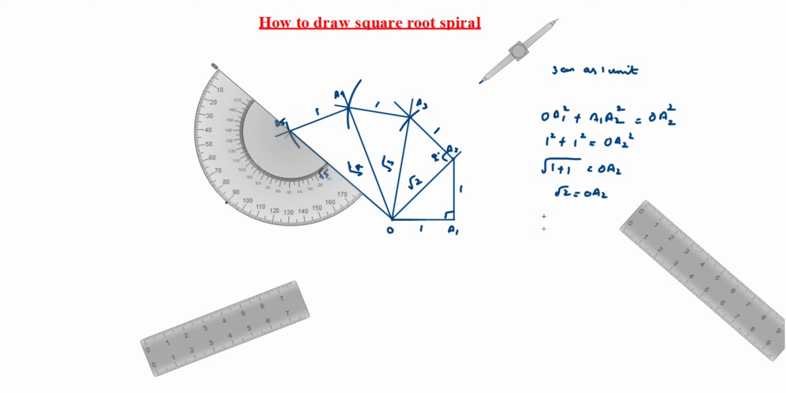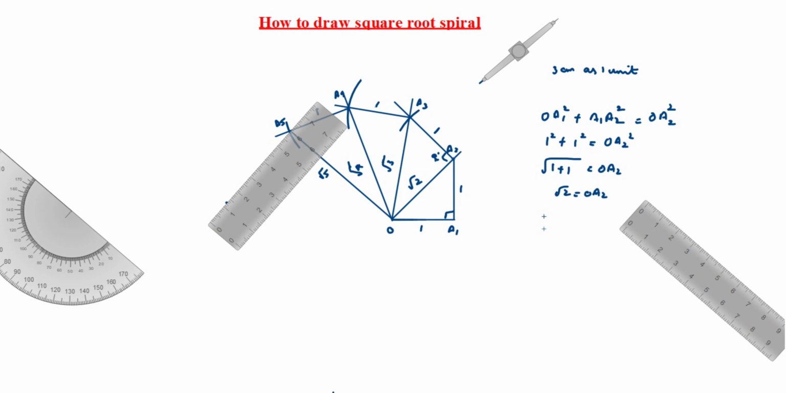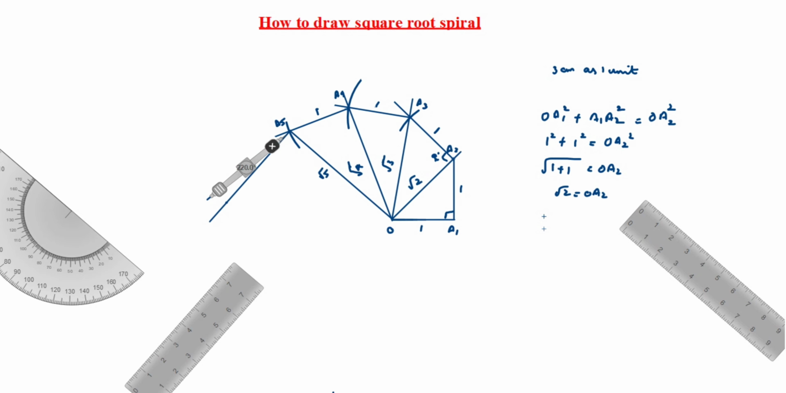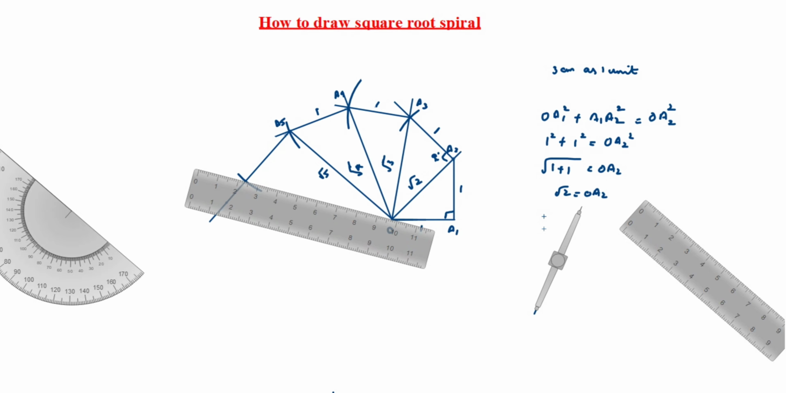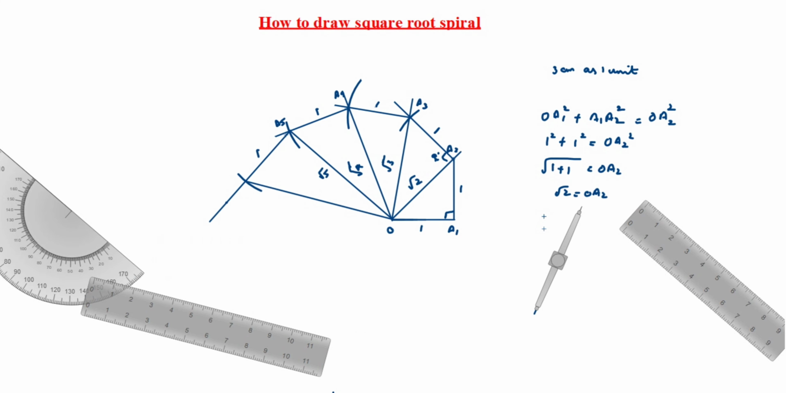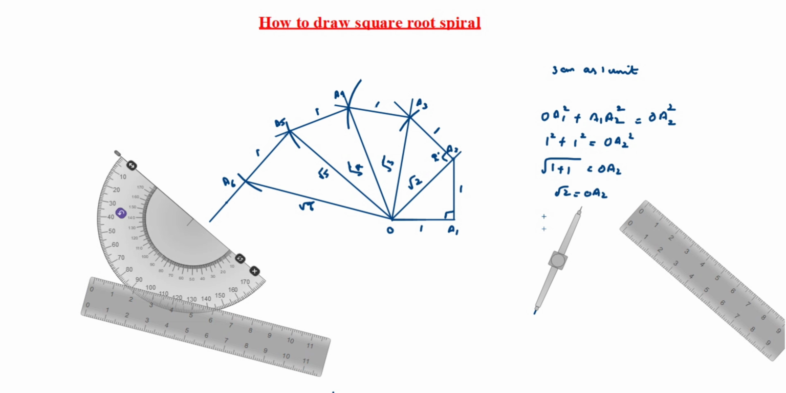Next, take the protector and keep the protector OA5 as baseline and mark the point perpendicular, that is 90 degree at A5. Now take the scale to join the point. Next, take the compass and keep the compass tip in A5 and reduce to 3 centimeter and draw an arc. Now take the scale to join the points. This is 1. Here is root 6. Write the naming A6. Next, we will draw root 7.